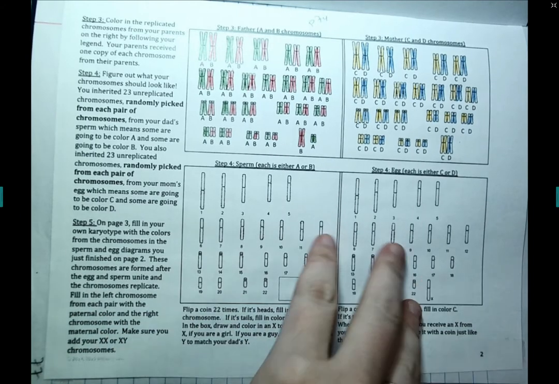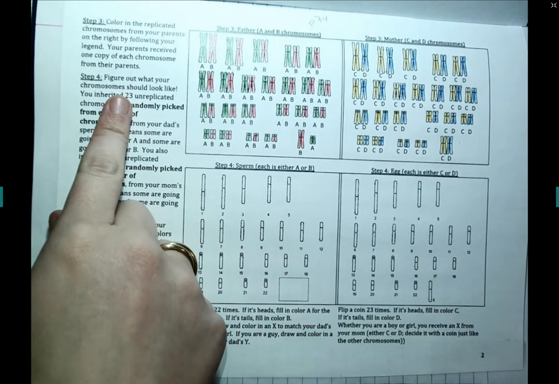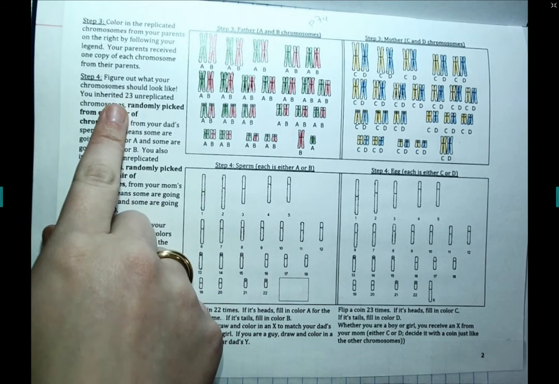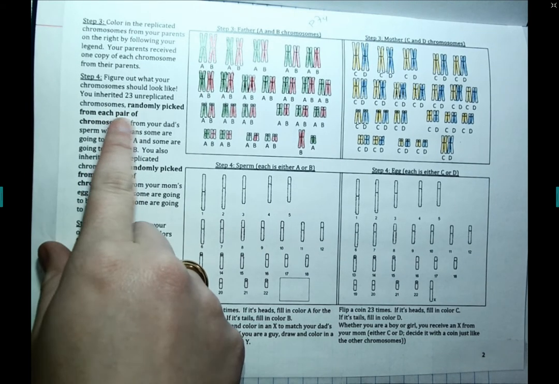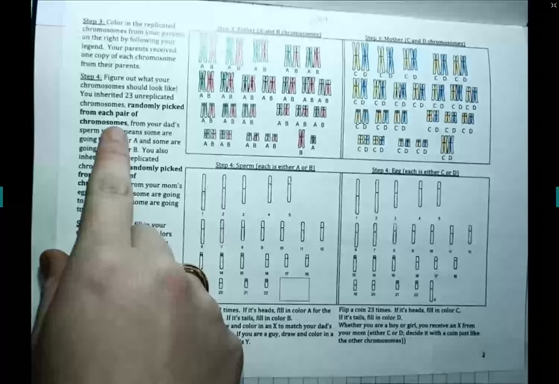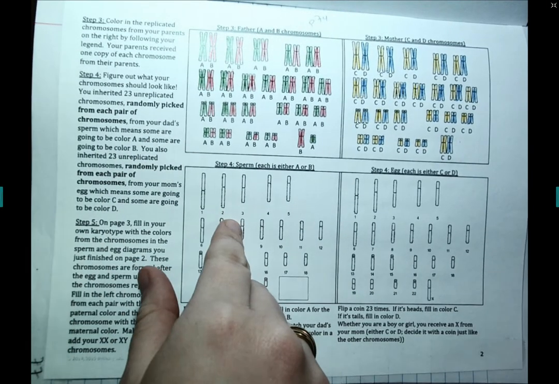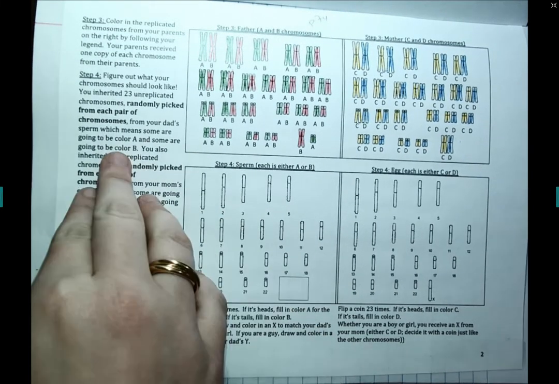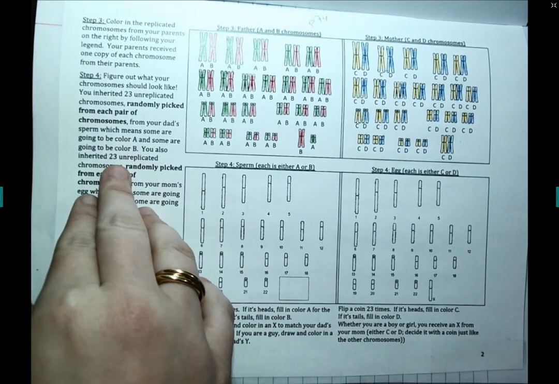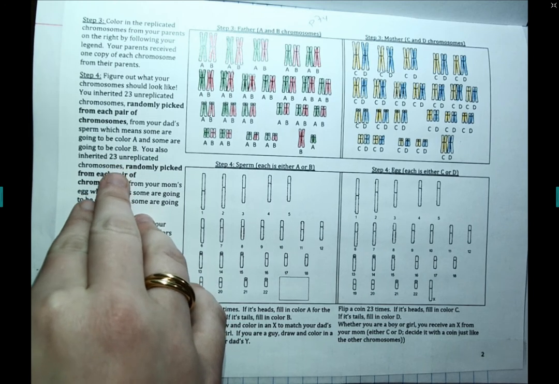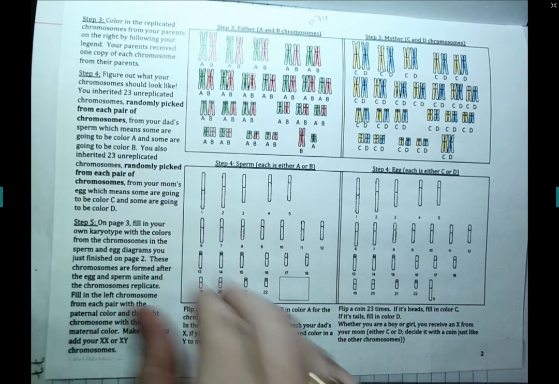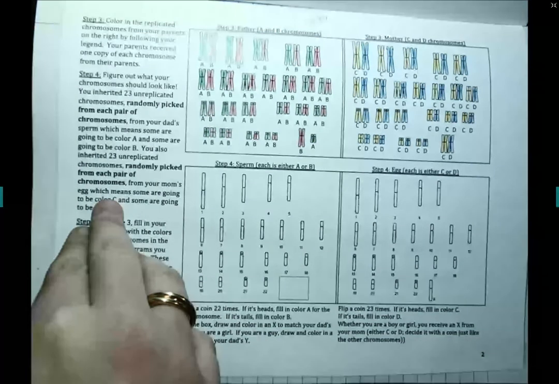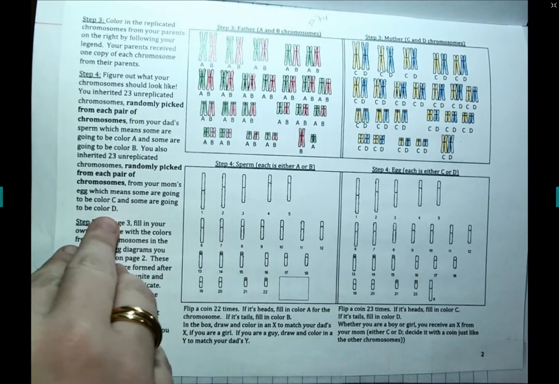So we need to figure out what your chromosomes should look like. You inherited 23 unreplicated chromosomes randomly picked from each pair of chromosome from your dad's sperm, which means some are going to be colored A and some are going to be colored B. You also inherited 23 unreplicated chromosomes randomly picked from each pair of chromosomes from your mother's egg, which means some are going to be colored C and some are going to be colored D.